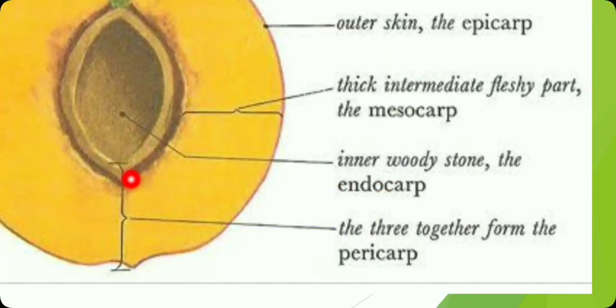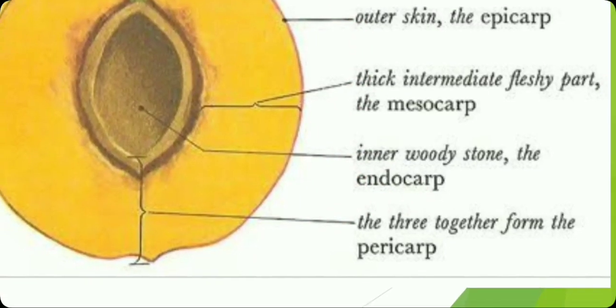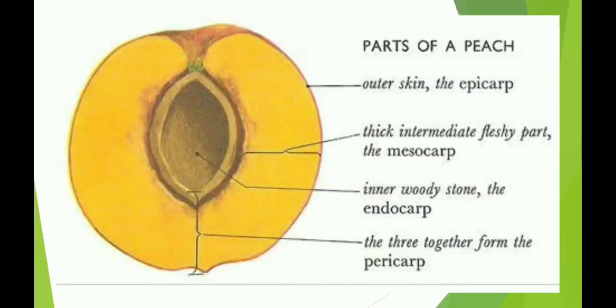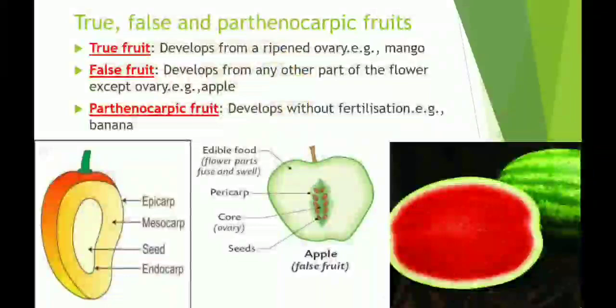Here you can see this hard part which encloses the seed. This is called the endocarp, and together all these three are called the pericarp. Is it clear to you? I think it is. Then the next thing is that fruits can be divided into three categories.